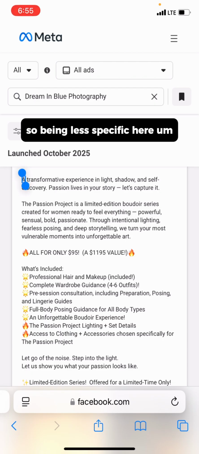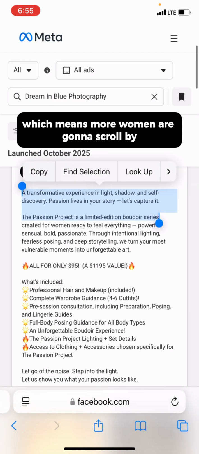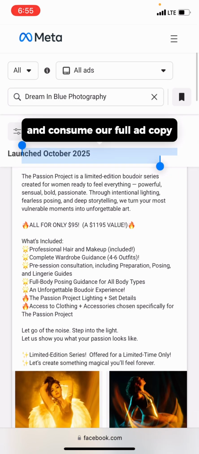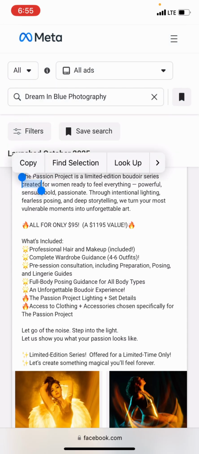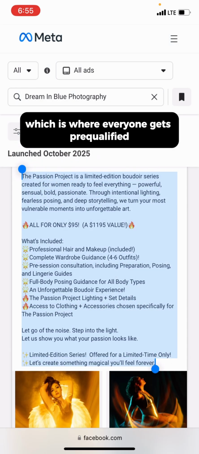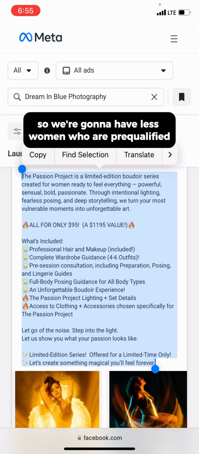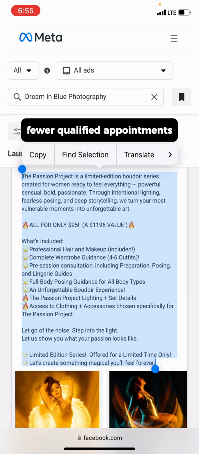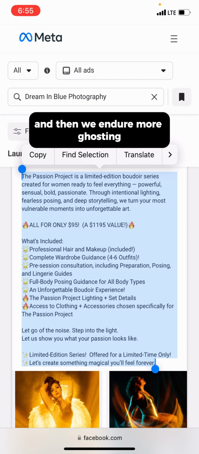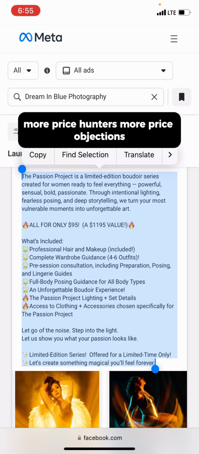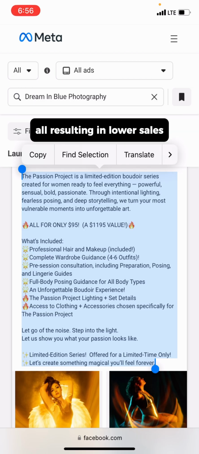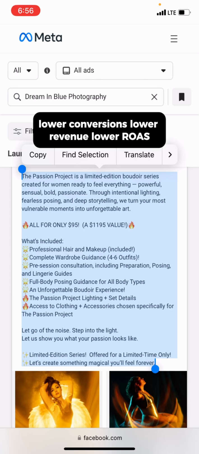So we're being less specific here, which means more women are going to scroll by, which means fewer women are going to click the see more, which means fewer women are going to read and consume our full ad copy, which is where everyone gets pre-qualified. So we're going to have fewer pre-qualified women clicking through. So we're having fewer qualified leads, fewer qualified appointments. And then we endure more ghosting, more price hunters, more price objections, more tire kickers, all resulting in lower sales, lower conversions, lower revenue, lower ROAS.